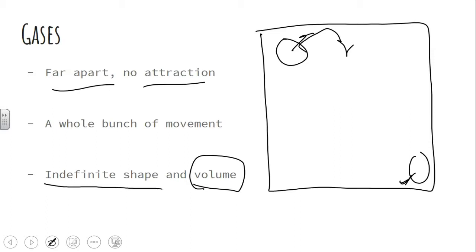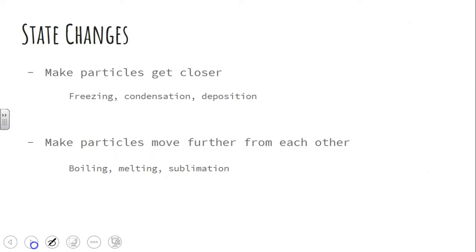Okay? So let me talk a little bit about state changes. There are two types of state changes. One where the particles are going to get closer together, and those are freezing, condensation, and deposition. And then there's a type of state change where the particles are going to move further apart, and that's boiling, melting, and what we call sublimation.